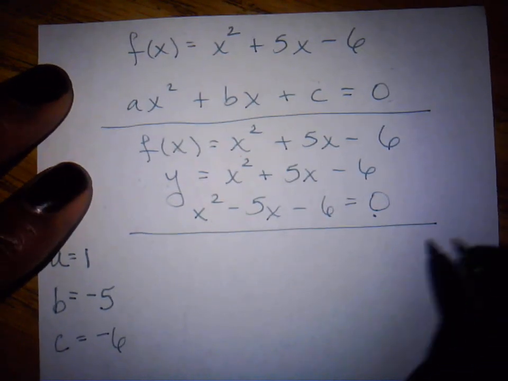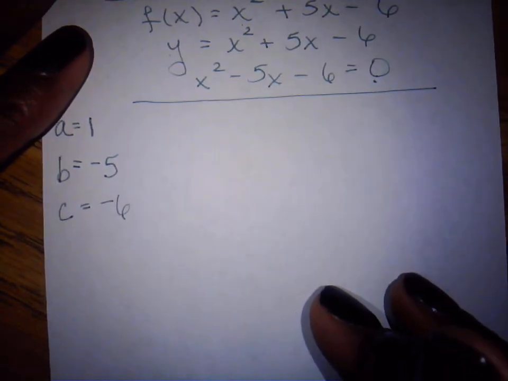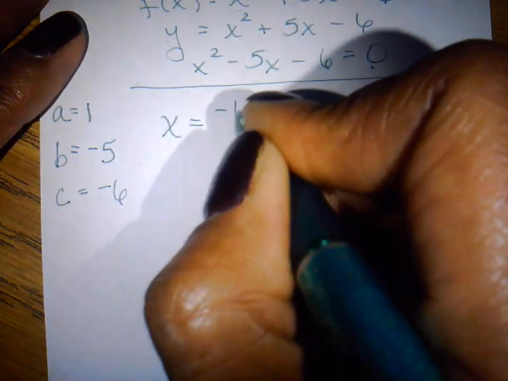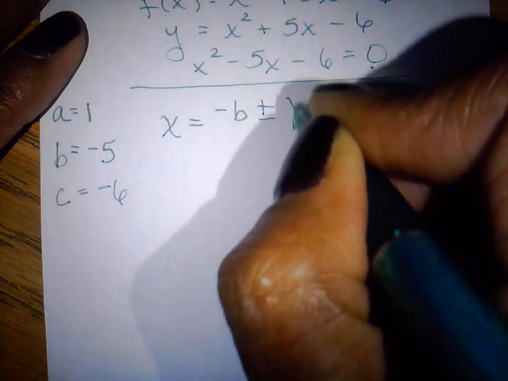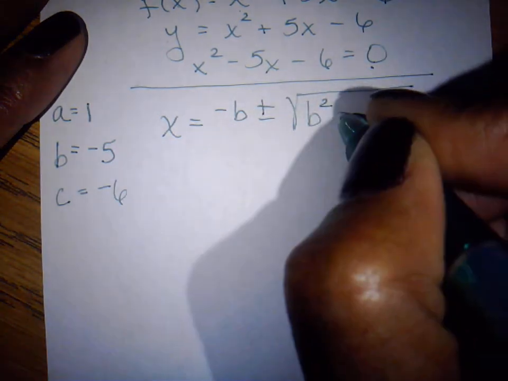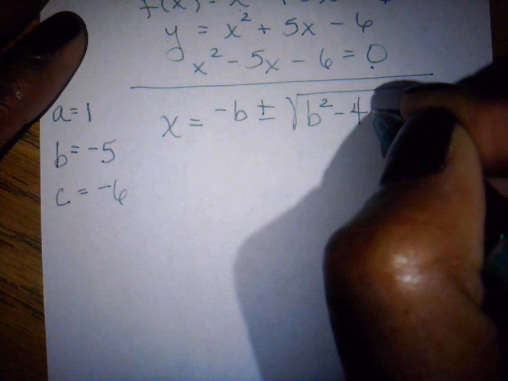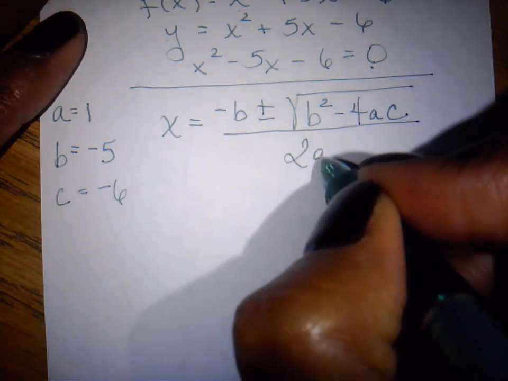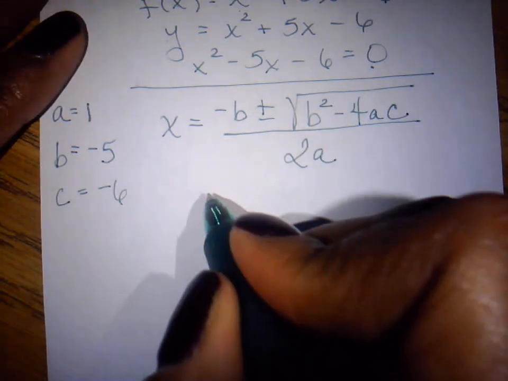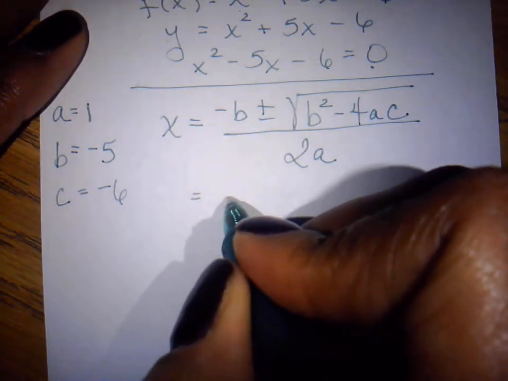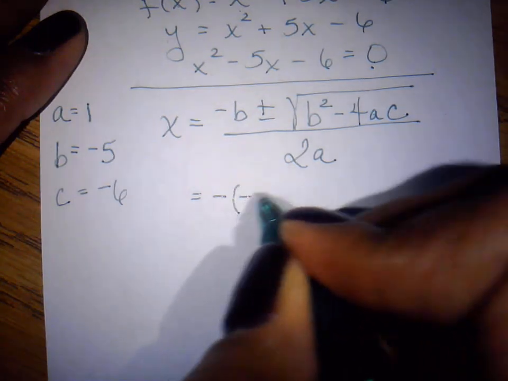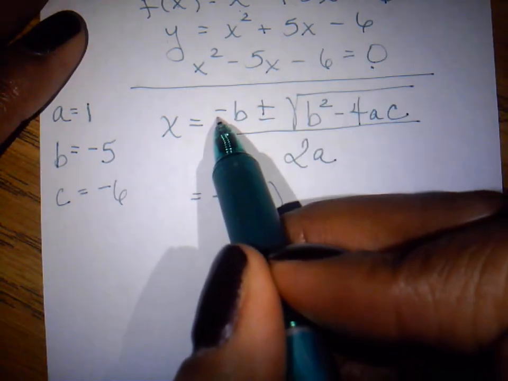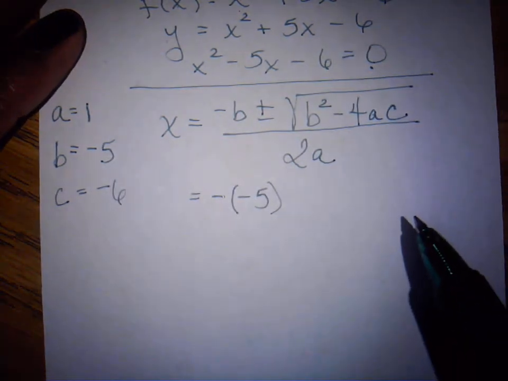All right, so let's plug this information into the quadratic formula. The quadratic formula is as follows. X is equal to negative b plus or minus the square root of b squared minus 4ac, all divided by 2a. Okay, let's plug in. So this is going to be equal to negative 5, okay? Negative b. All right?